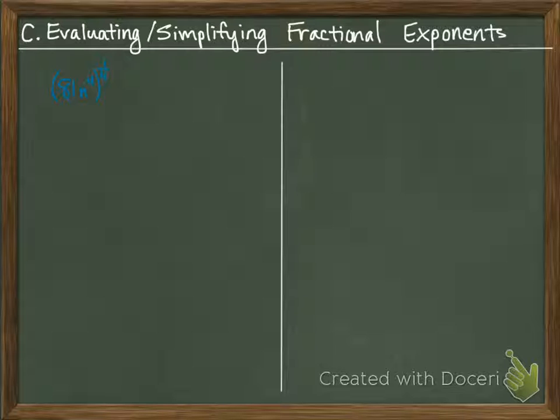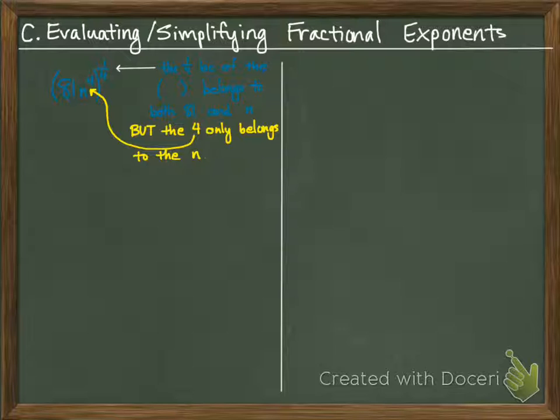All right, let's take a look at what we got. The 1/4, because of the parentheses, belongs to both the 81 and the n. It's not just to the n, because the parentheses capture everything inside, so that 1/4 belongs to everything inside. The 4, though, only belongs to the n. Hopefully we see that. Sometimes we think, oh, it's 81n to the 4th. That 4th must go to the 81 as well. There's really a 1 as the exponent of the 81.